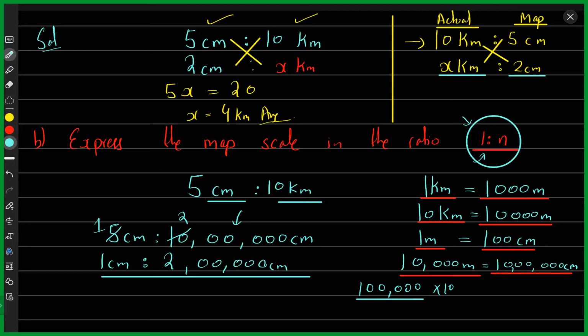Ma'am, why did we choose 1 million? Because the question was to express the map scale in this ratio. First of all, you need to see what it actually was: 5 centimeters to 10 kilometers. In order to cancel this 5 with this 10, I need to make sure that my units are the same. So 10 kilometers is basically 1 million centimeters. I did not write it down by my choice. I just converted 10 kilometers to centimeters and I got 1 million centimeters.